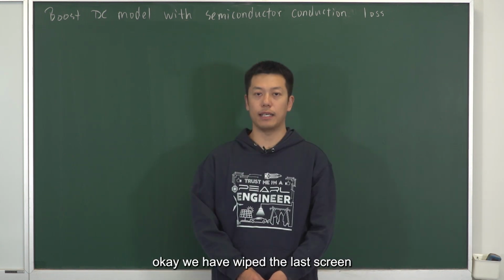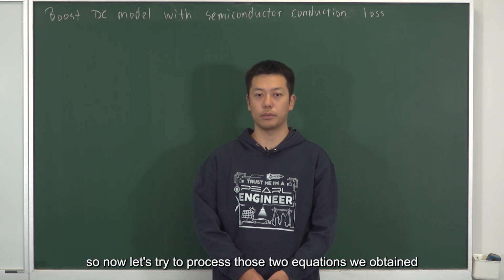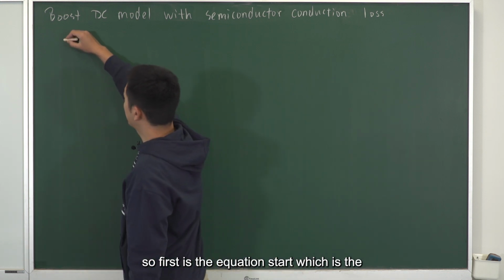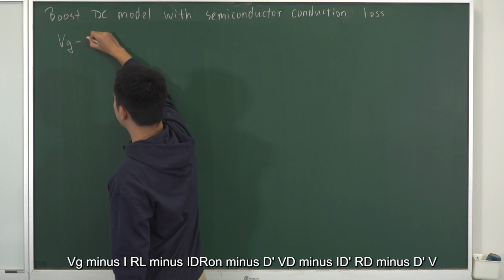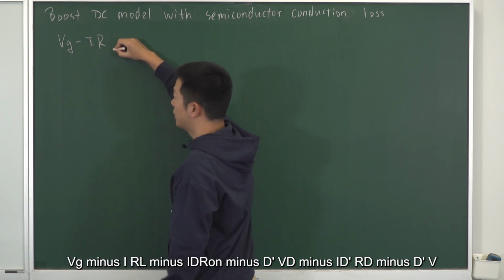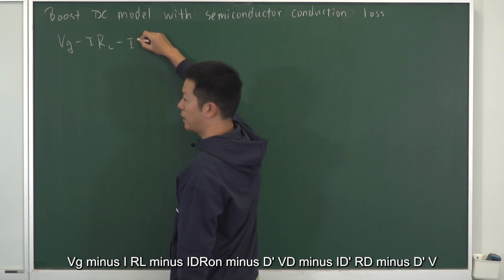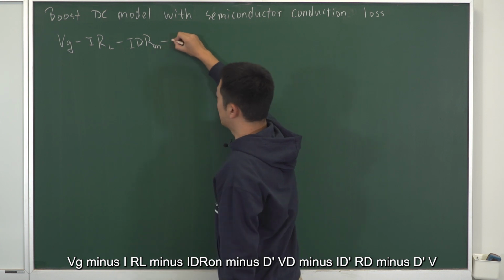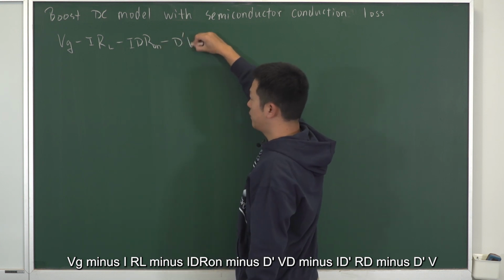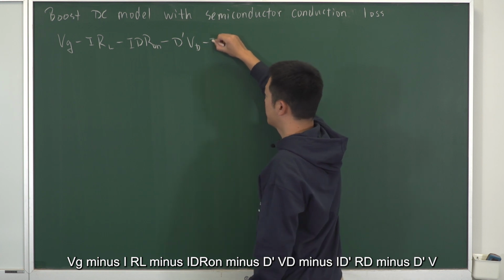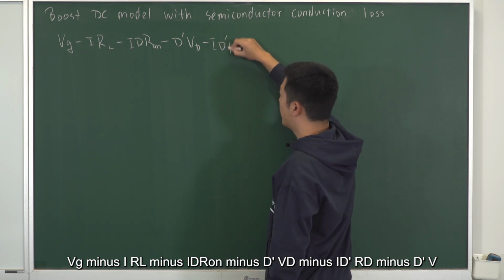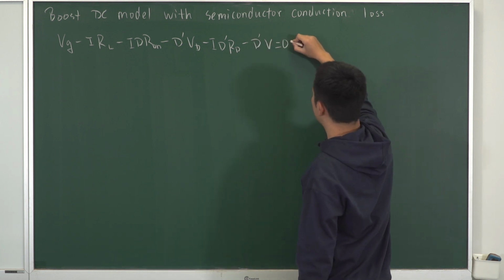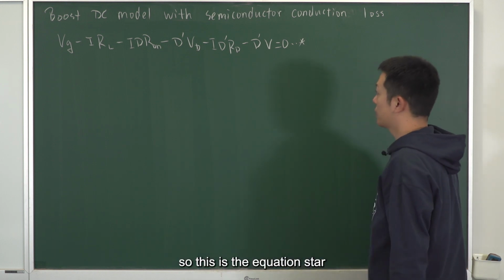Okay, we have wiped the last screen. So now let's try to process those two equations we obtained. First is the equation star, which is Vg minus I R_L minus I D R_on minus D prime V_D minus I D prime R_D minus D prime V equals to 0. So this is the equation star.